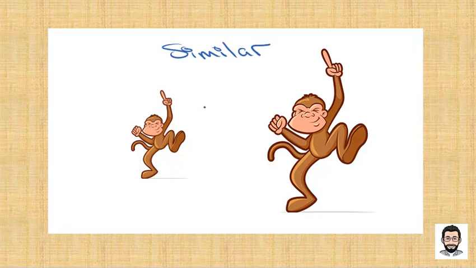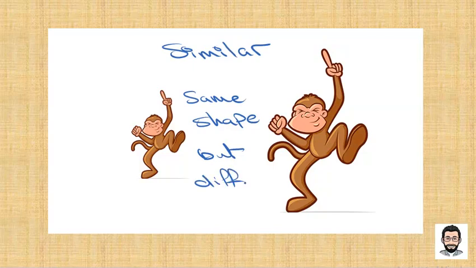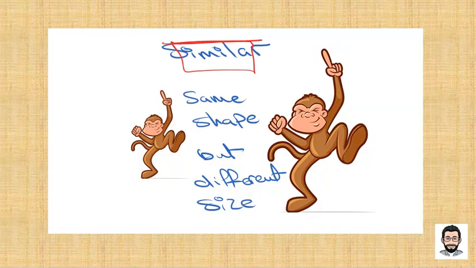And we're gonna say what? So we have similarity between these two dancer monkeys. So we have same shape, but we have here different size. That's it. So we're gonna talk today about similarity, only similarity. Okay, let's get started.